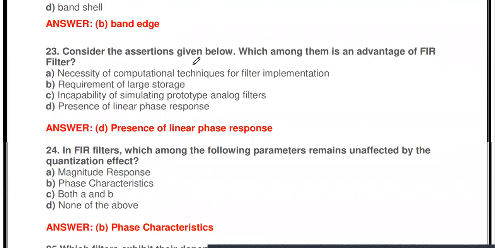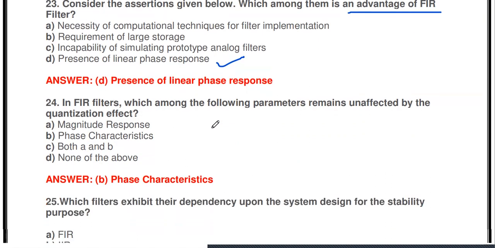The next one: consider the assertion given below, which among them is an advantage of FIR filter? The necessity of computational technique for filter implementation, requirement of large storage, incapability of simulating prototype analog filter, presence of linear phase response. So the advantage of the FIR filter is the presence of linear phase response. Maximum all FIR filters are linear phase FIR filters.